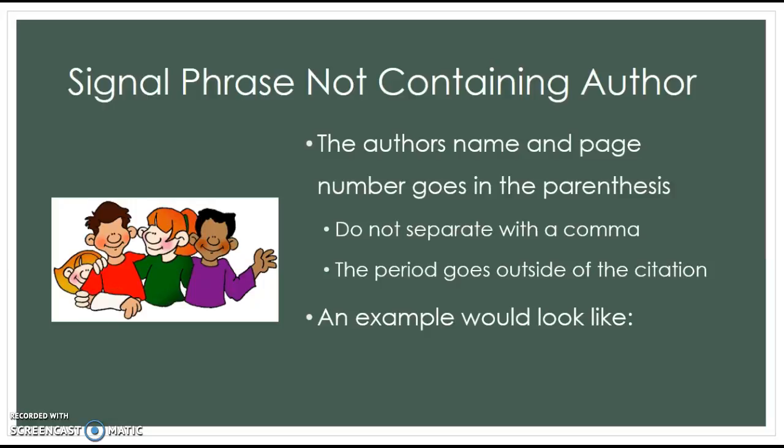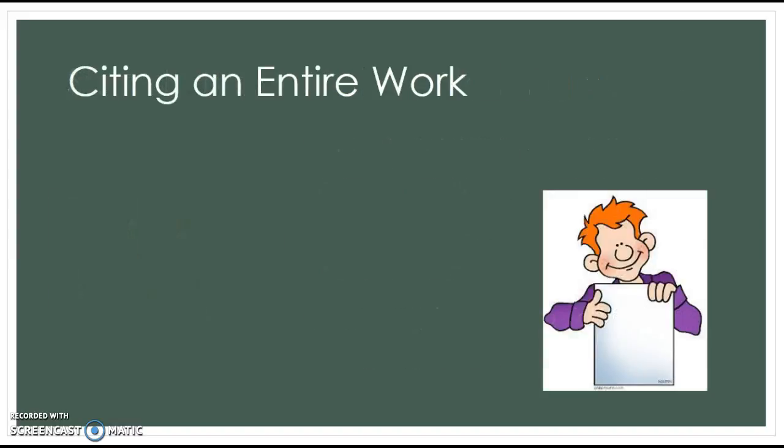And now an example of a signal phrase not containing an author citation would look like this. This was from a book. We have the full name of the author and the page number. See, the period is outside and they are not separated by a comma. Let's move on to the next one. The next one is citing an entire work in the text.